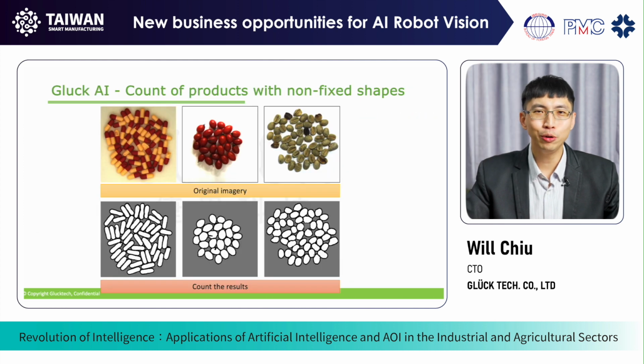In this slide, I will show you some agricultural applications. In the field of agriculture, the most challenging aspect is the variation in the shape of products, making it difficult for traditional AOI method to distinguish. Therefore, AI technology can effectively address this bottleneck, allowing for successful counting of the items in images, whether it's fruits, coffee beans, or capsules.